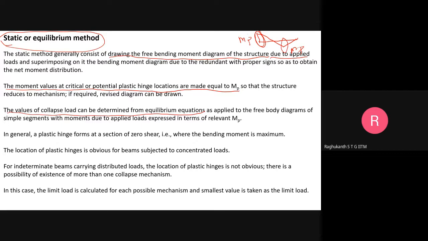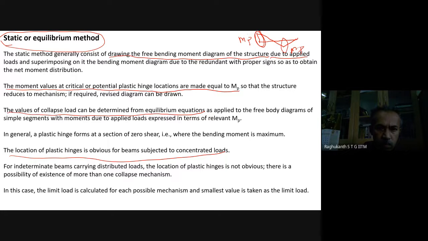And of course the location of plastic hinges is obvious for beams, wherever below the concentrated load you will have one. For indeterminate beams also we have seen that you can usually find them. If there are so many loads, you can calculate for all possible combinations, find the load for each combination, and take the smallest value itself.